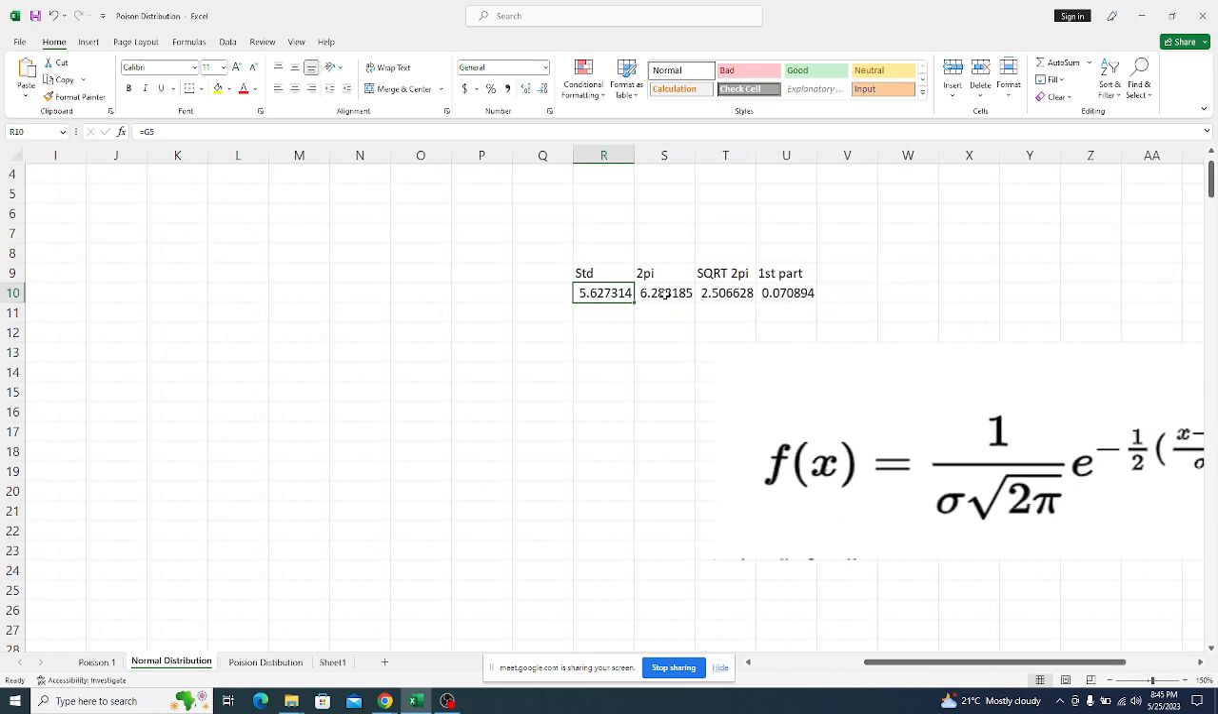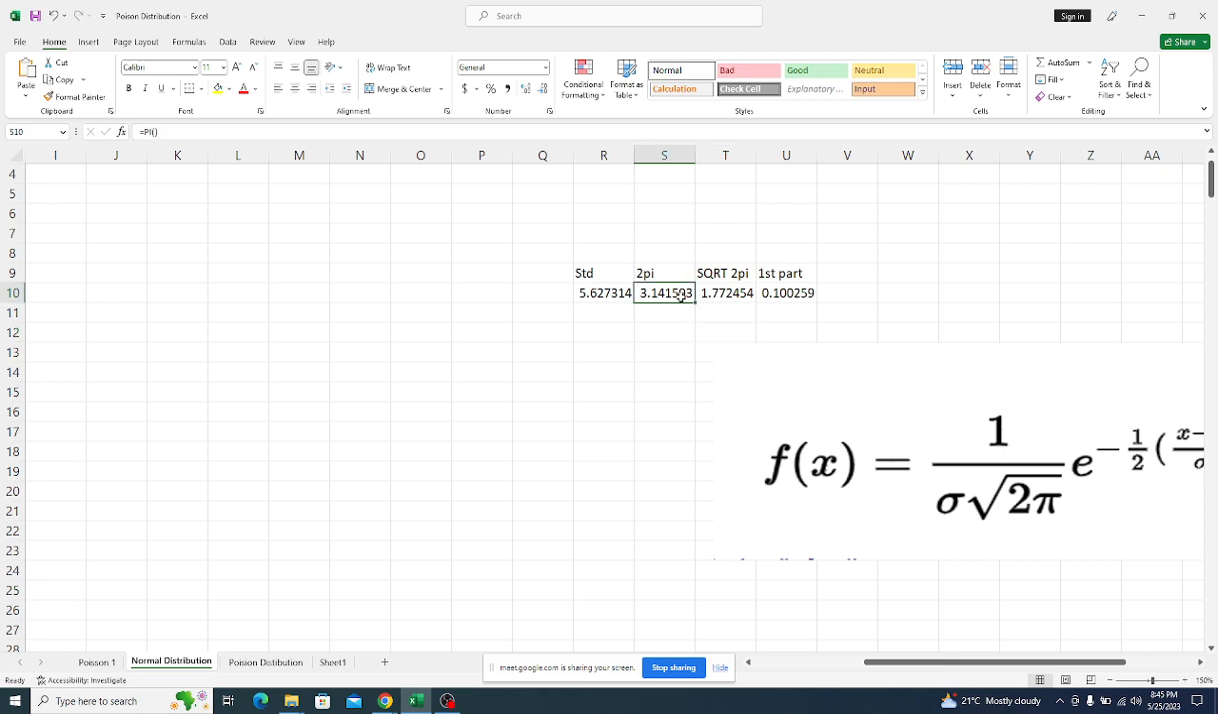Then you can go to the 2 pi. Of course, we have a pi function in Excel, so you can find the pi value and then multiply by 2. So basically if we do a pi value, it will give us the usual pi value, that is 22 over 7, which is equal to 22 divided by 7. When you do that, you can see we are getting almost the same value as when using the Excel function.